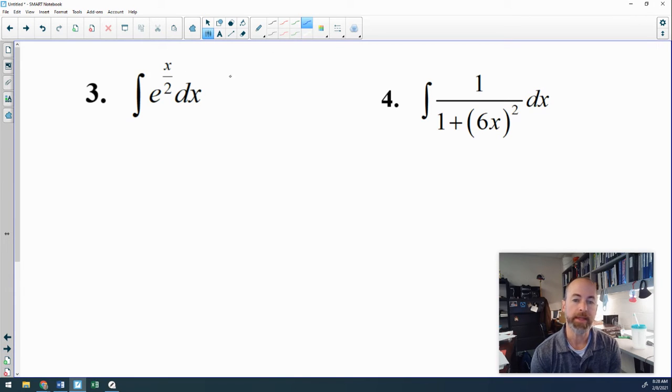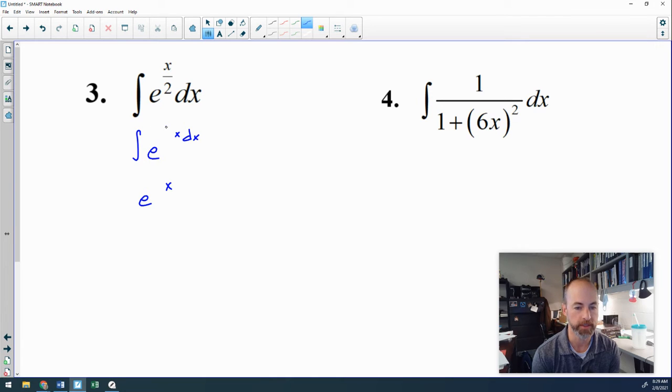3, if that over 2 was not there, if that were just e to the x, the antiderivative would be very easy. And you may need to rewrite this to make the constant a little bit easier to see. This is e to the 1/2 x dx. Now, if that 1/2 was not there, then the antiderivative of e to the x is just e to the x. Right?